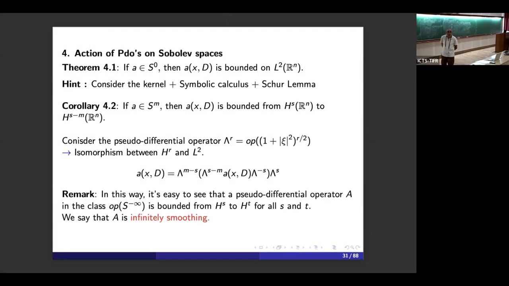Okay, how does the pseudo-differential operator act on Sobolev spaces? In constructing this theory, we hope that they are not worse than differential operators. At least they act as well as the good differential operators, say with constant or bounded coefficients. If A is in S0, think of a function of xi homogeneous of degree zero, it acts continuously on L2. It is bounded on L2.